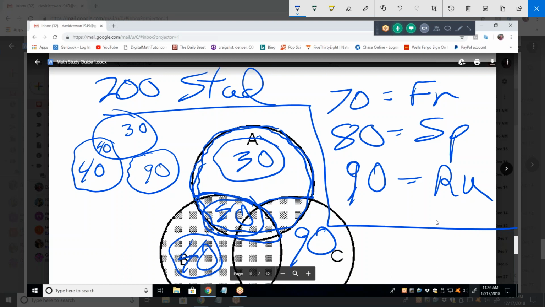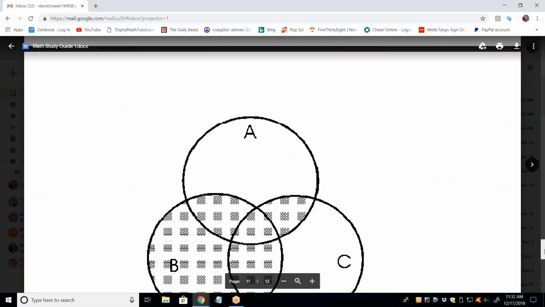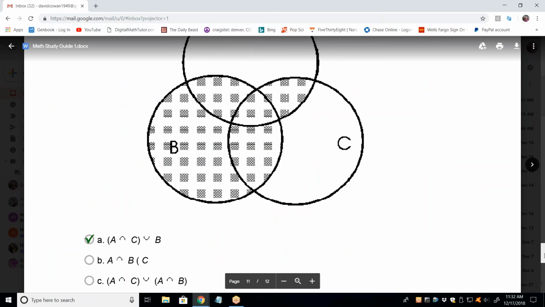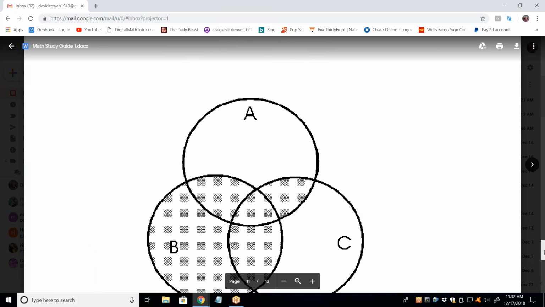Right. And that's a good place to stop. Let me just see what this problem is going to be. All right. Probably going to ask you to color this in, but this is where we'll begin next time. Is with this Venn diagram problem.